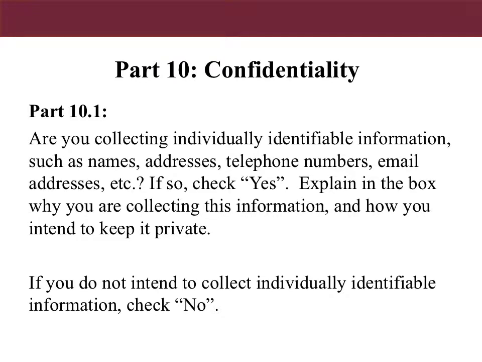Part 10.1. Are you collecting individually identifiable information, such as names, addresses, telephone numbers, email addresses, etc.? If so, check yes. Explain in the box why you are collecting this information and how you intend to keep it private. If you do not intend to collect individually identifiable information, check no.